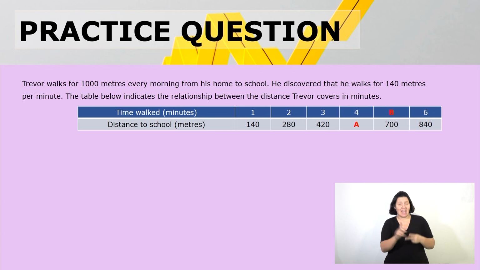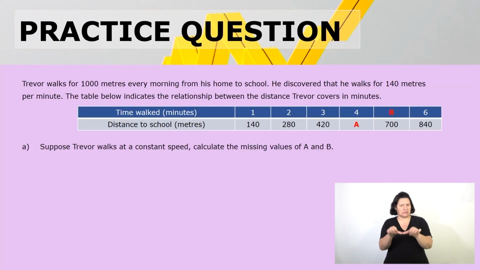Trevor walks 1,000 meters every morning from his home to school. He discovered that he walks for 140 meters per minute. The table below indicates the relationship between the distance Trevor covers in minutes. We have a table that has missing values. So of course we are expecting questions where we'll have to determine those missing values. Suppose Trevor walks at a constant speed. It means it doesn't change. Calculate the missing values A and B.